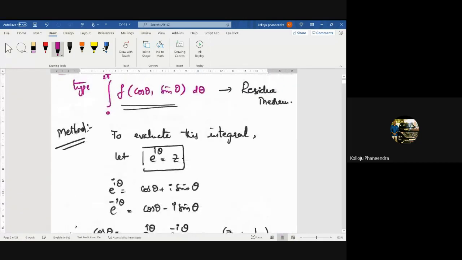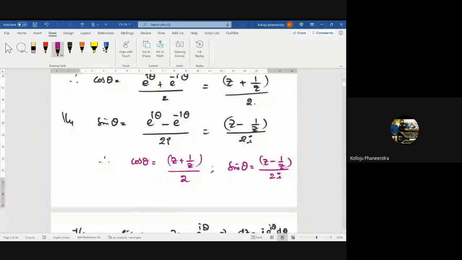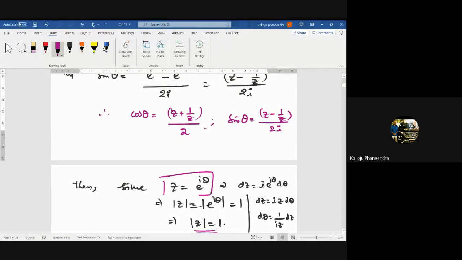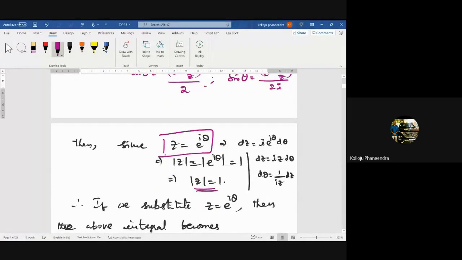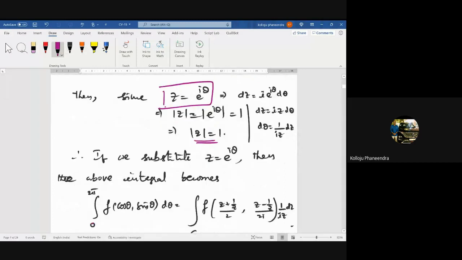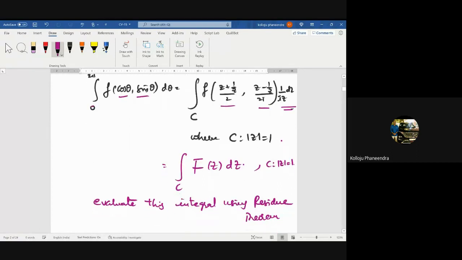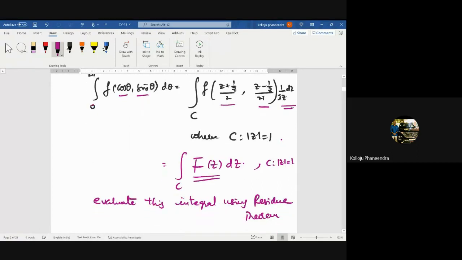Once again, cosine and sine theta are transformed to z terms by taking z equal to e power i theta. When z equals e power i theta, mod z equals 1. So in the given integral, cosines and sines were replaced by z terms, and d theta is also replaced by z terms. So the entire integrand is a function of z, over c. C is what? Mod z equal to 1. 0 to 2 pi becomes the circle mod z equal to 1. This integral can be evaluated using residue theorem. Now, one problem.